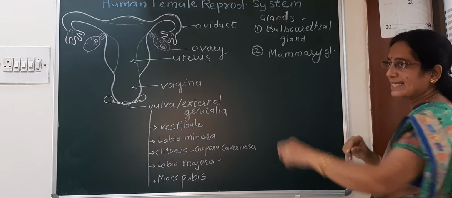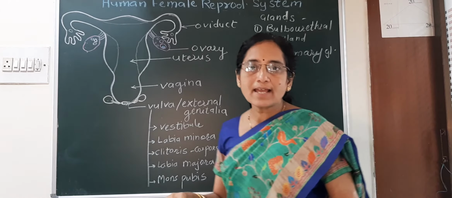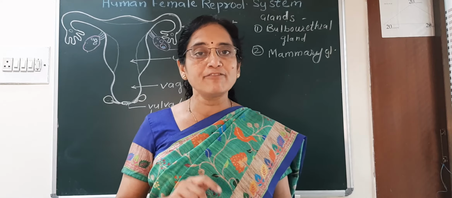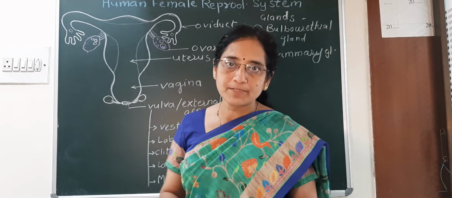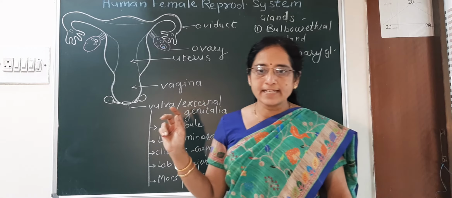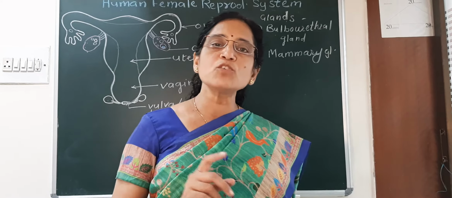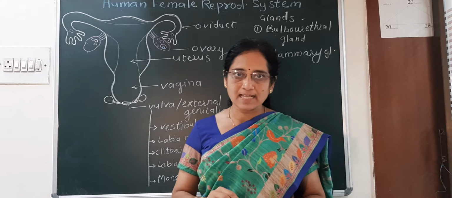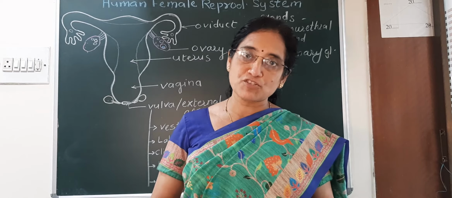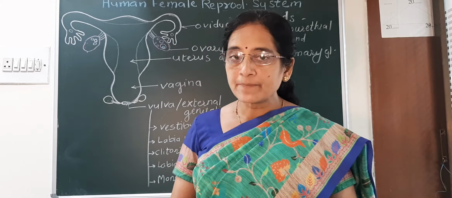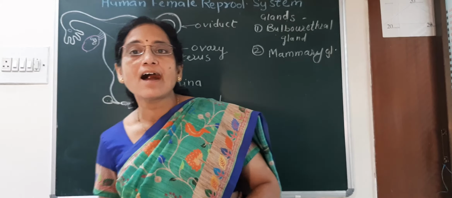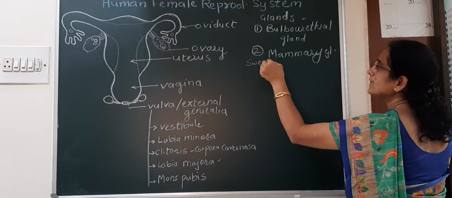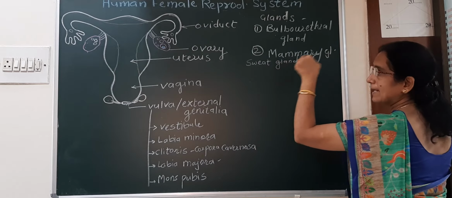The mammary gland is another gland. We are mammals, and both male and female have mammary glands, but in females the mammary glands are developed. They are present in the chest region, at the level of the second to sixth rib. The function of mammary glands is the formation of milk on which the baby is fed. Mammary glands are actually modified sweat glands.